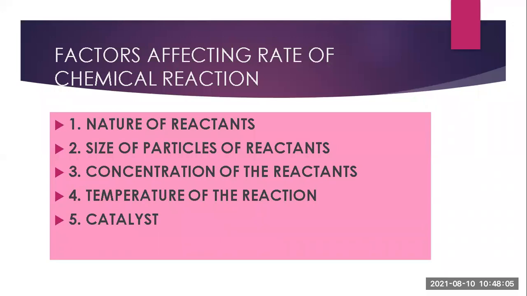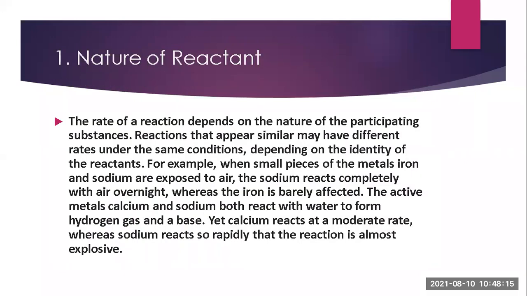Here the different factors are given: the nature of the reactants, size of the particles of the reactants, concentration of the reactants, temperature of the reaction, and catalyst. So first is the nature of the reactant. Now students, the rate of reaction depends on the nature of the participating substances. Reactions that appear similar may have different rates under the same condition, depending on the identity of the reactants.